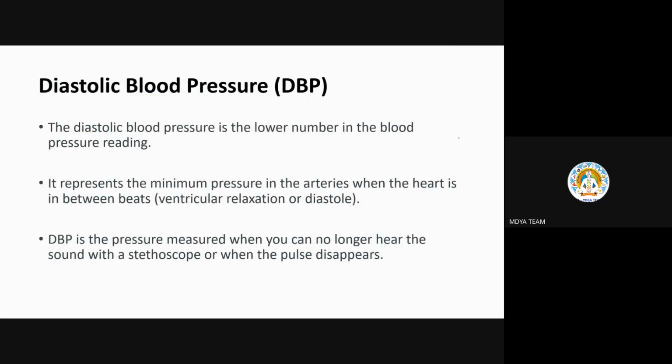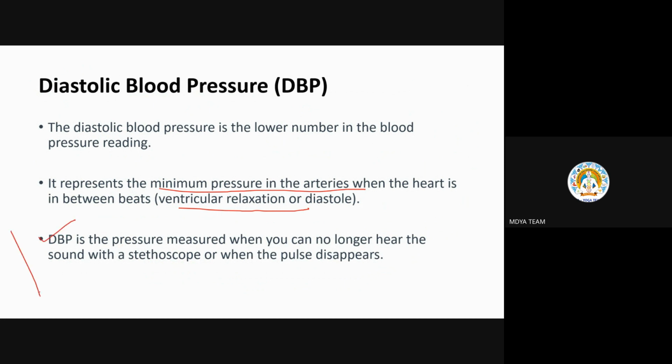And similarly diastolic. How will we measure the diastolic? It is the minimum pressure on the arterial walls, while that is the maximum and this is the minimum pressure. So ventricular relaxation is the time of relaxation, and at the time of contraction it is ventricular contraction. So how will we measure this on a stethoscope?